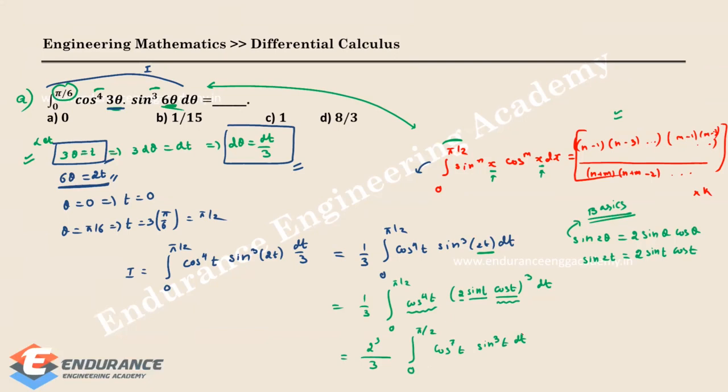And now compare it. Can I use this formula? Yes, sir. This is 7, this is 3, which means n is 7 because cos is having 7, and m is 3. I can use the formula, but what about k? Here I just left out k. K will be equal to what?